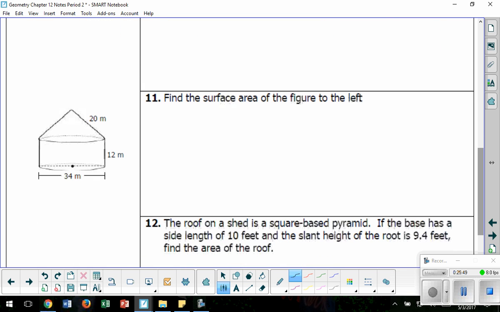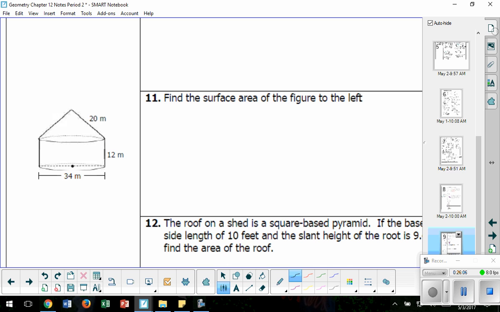And number 11, another problem like this where you have to do the wrapping paper idea. Okay, that takes us to the end of the notes.